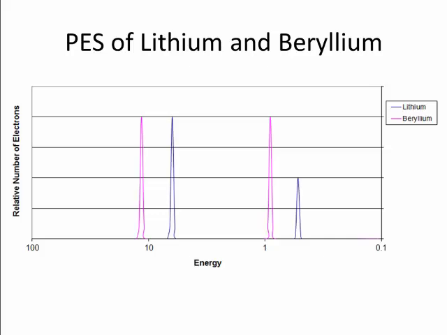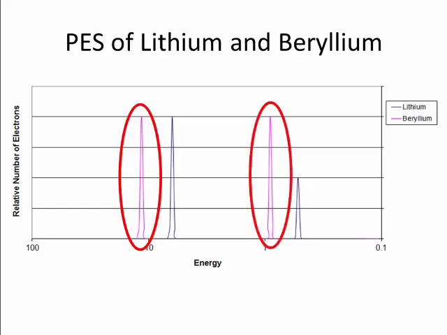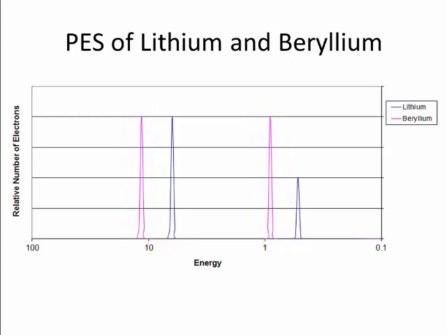We see that the second peak in beryllium is larger than the second peak of lithium. What does peak height represent? Peak height tells us about the number of electrons in that energy level. So we see beryllium has the same number of electrons in its first energy level and in its second level. We also see that the peak for each level is higher in energy. Remember, the x-axis is reversed.